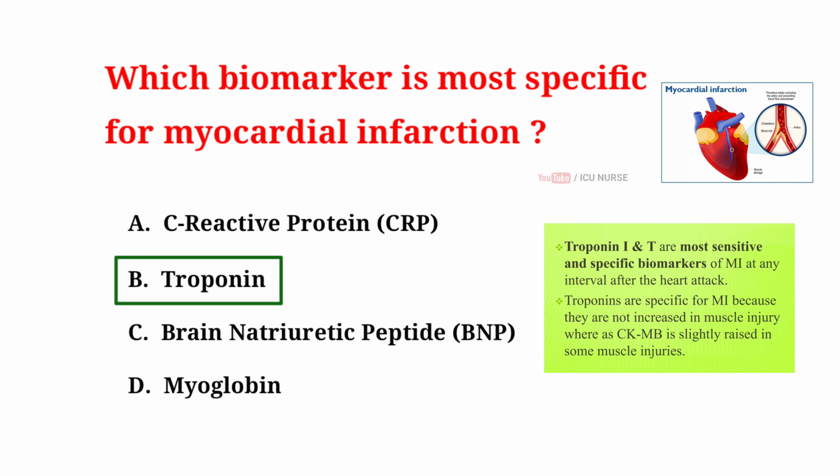Troponin is the biomarker most specific for myocardial infarction, heart attack. Elevated levels of troponin in the blood indicate damage to the heart muscle.